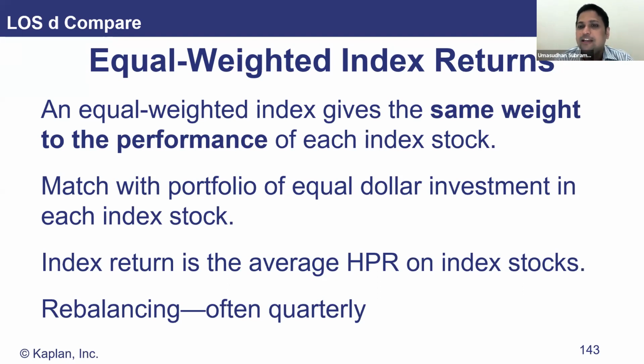Okay, in an equal weight index, what's going to happen? Who do you think is going to have a higher weight? Who's going to have higher weight in equal weighted index returns? All the stocks in the index are going to be equally weighted, so none of the stocks is going to have a higher weighting. Every stock is going to have equal weight, and most of the times, equal weighted indexes are rebalanced quarterly.